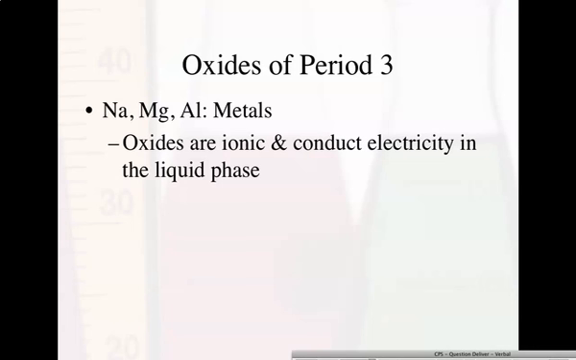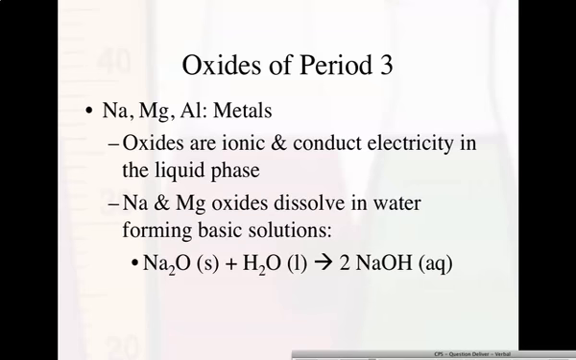So if we took those crystals and heated them up enough so that they were liquid, we'd be able to put an electric charge going through it. Sodium and magnesium oxides, if we were to dissolve them in water, would form a basic solution. So if I took that sodium oxide, Na2O, and dissolved it in water, I would form sodium hydroxide, which we know is a base from the reaction that we did last week.